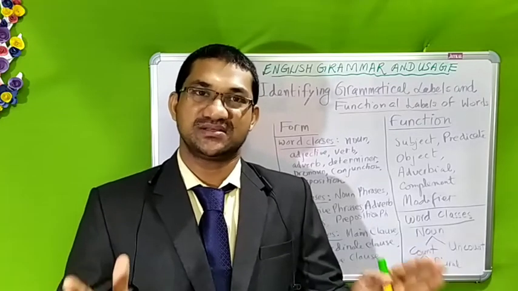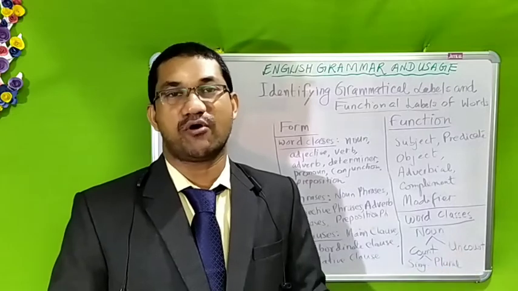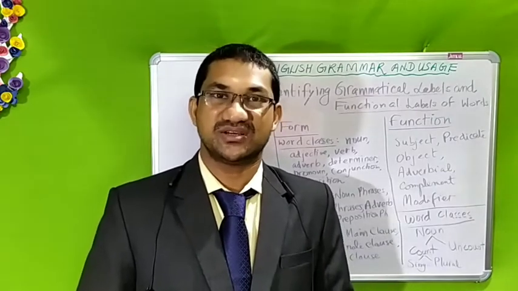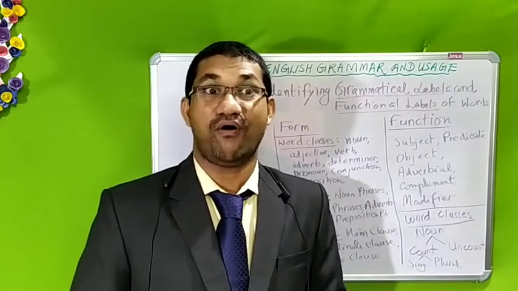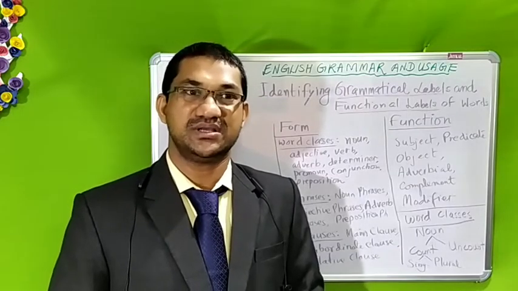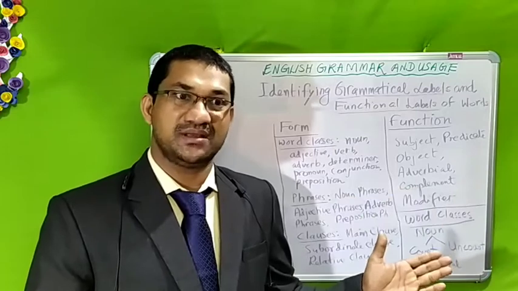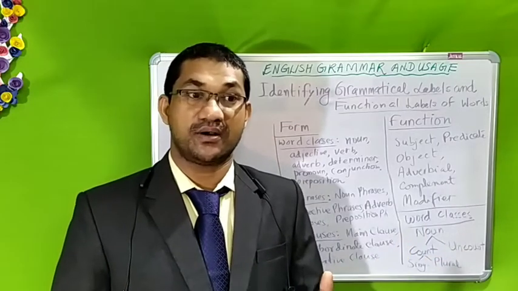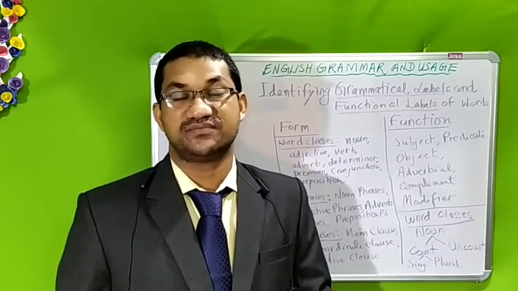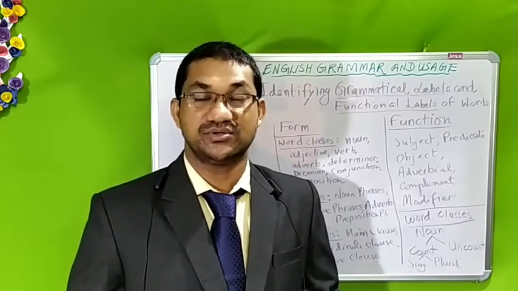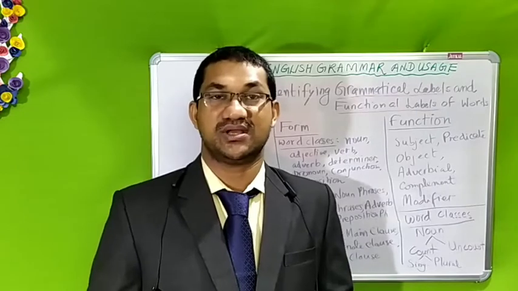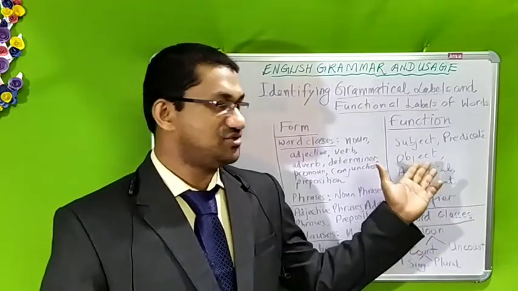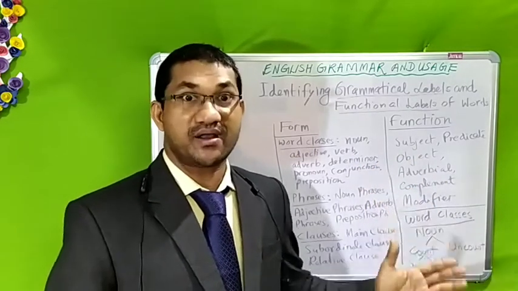So today we sum up the lecture with a review of whatever we have studied so far. We studied that words can be labeled based on their form, and based on form we label words into three main categories: word classes, phrases, and clauses. And based on the function each word is performing in a sentence, we say that the functional labels of words can be subject, predicate, object, adverbial, complement, modifier. That's what we studied.